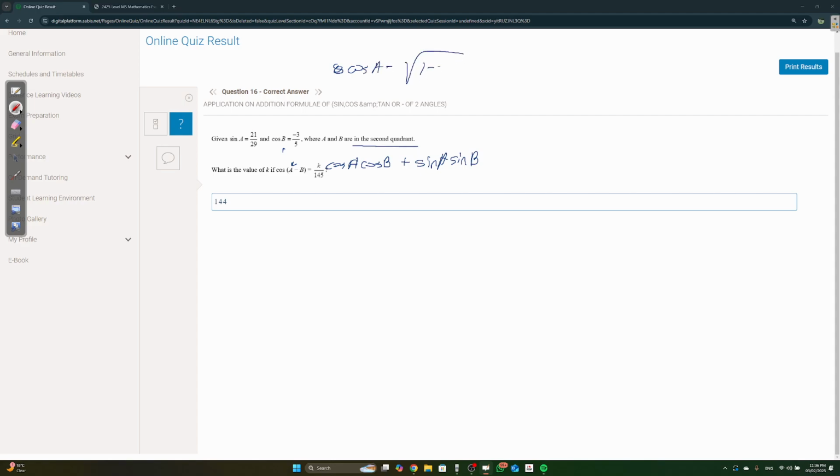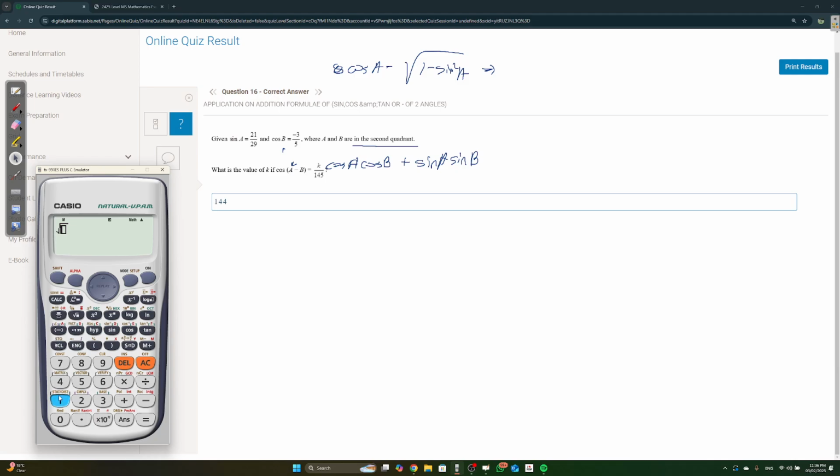It's equal to square root 1 minus sine squared A. So it's going to be square root 1 minus 21 over 29 squared. But you're going to take the negative square root. Why? Because we said second quadrant, okay? So cosine is negative, okay? Please make sure you don't get this wrong. So it's going to be negative 20 over 29 for cosine A.